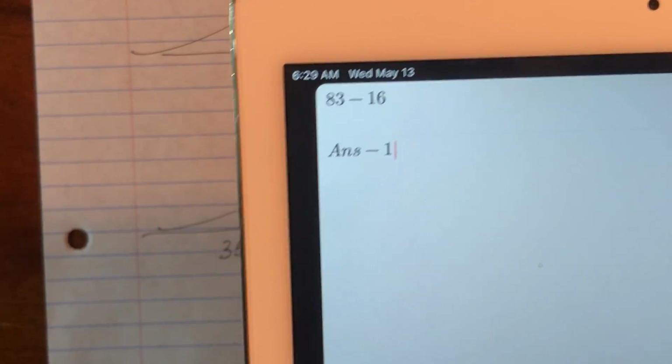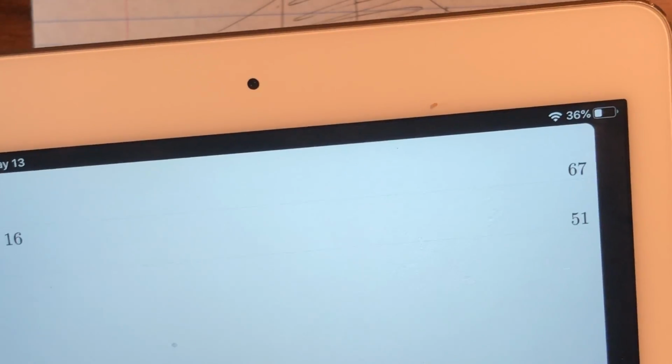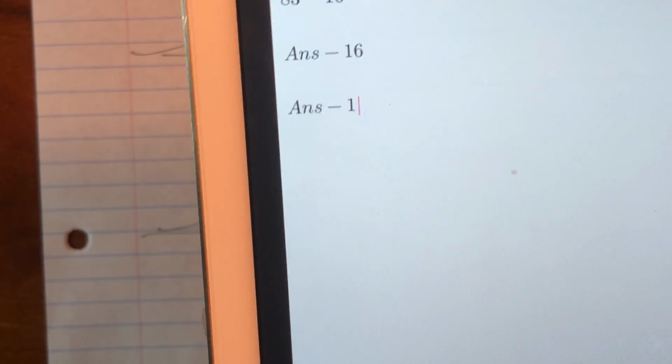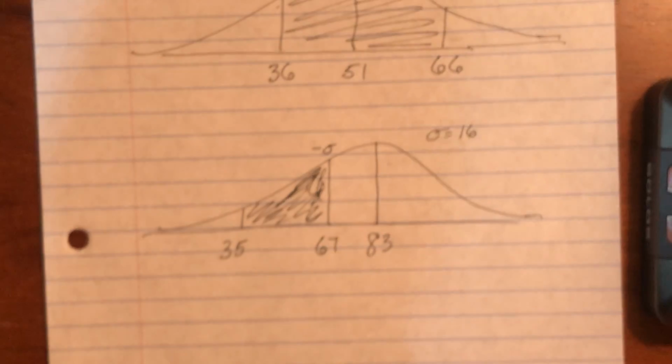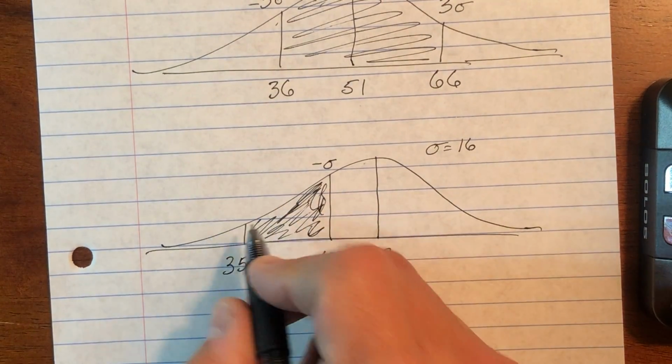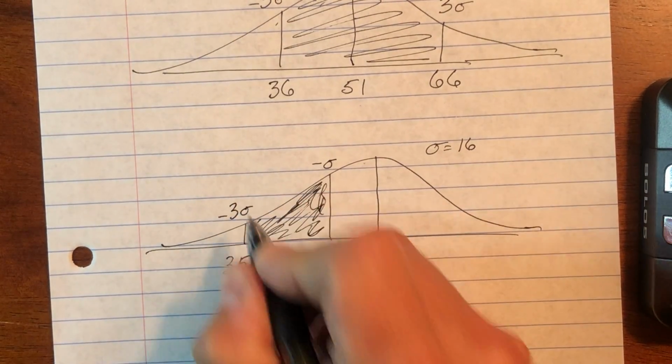Let's keep going. Let's subtract another 16. That gives you 51. Subtract another 16. That gives you 35. So that means we need to go another 2 standard deviations this way. This is at -3 standard deviations.